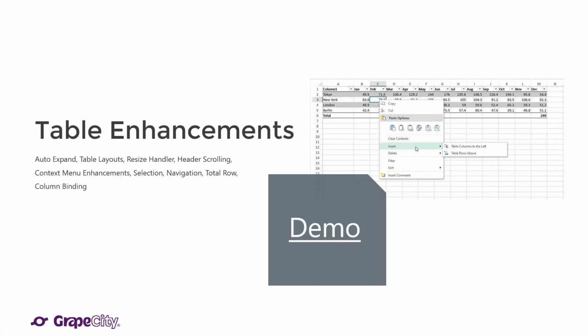Tables were also enhanced with more usability features, including more table layouts, context menu options, selection and navigation enhancements, and a total row. These enhancements provide a more Excel-like experience for your users, meaning that they won't have to learn a new interface and can stick to what they already know. And now I'll show you a demo of the navigation, context menu, and total row capabilities.